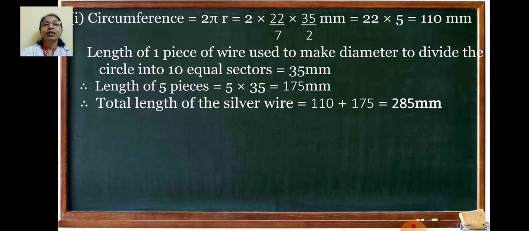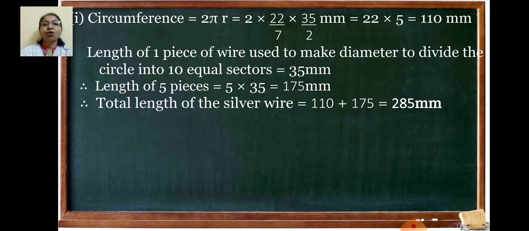So 2 into 22 upon 7 into radius, which is 35 divided by 2. Simplify this. 7 5s are 35, and this 2 and this 2 will get cancelled. So 22 into 5 is equal to 110 millimeter.